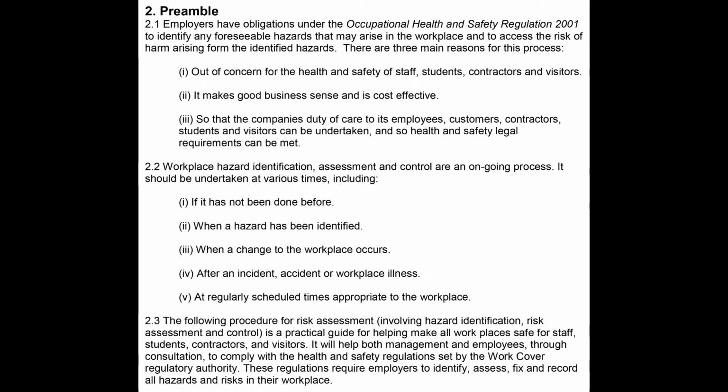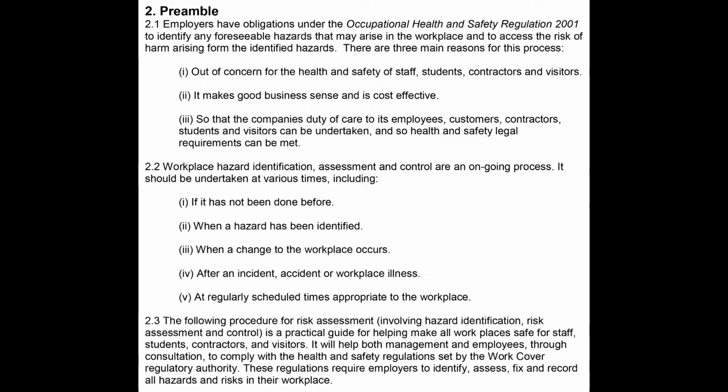2.2. Workplace hazard identification, assessment, and control are an ongoing process. It should be undertaken at various times, including 1, if it has not been done before. 2, when a hazard has been identified. 3, when a change to the workplace occurs. 4, after an incident, accident, or workplace illness. 5, at regularly scheduled times appropriate to the workplace.